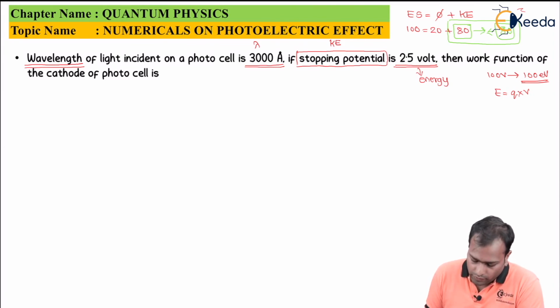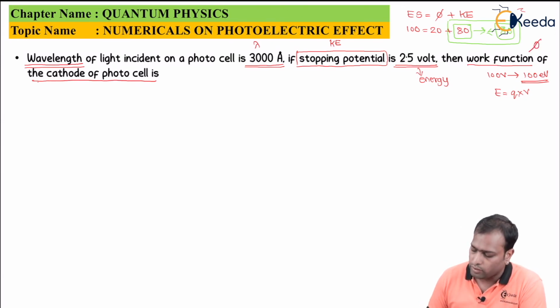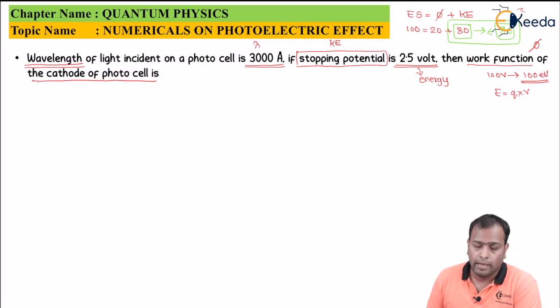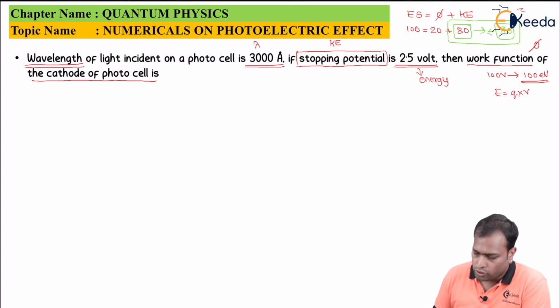Then the work function of the cathode of the photocell is what? You are asked to find out the phi, or the work function. Now, the numerical is very easy. You are given the energy supplied, you are also given the kinetic energy, and now you need to find the difference of energy supplied and kinetic energy to find out the phi. Since you already know work function is always expressed in terms of electron volt, we would be finding phi in terms of electron volts. So let's begin.